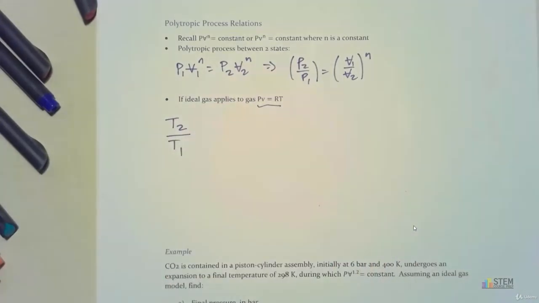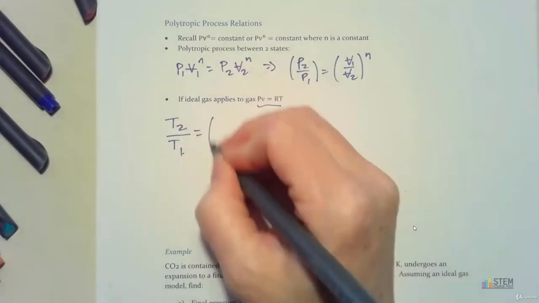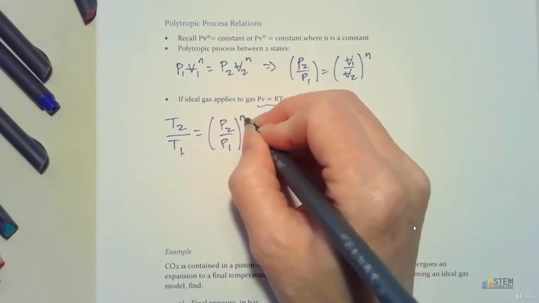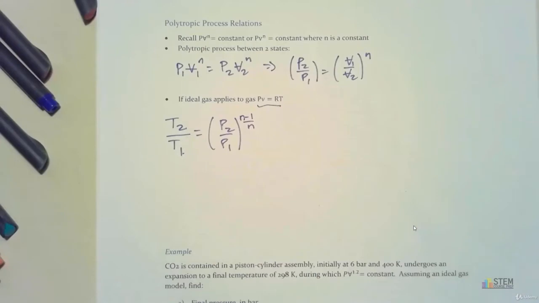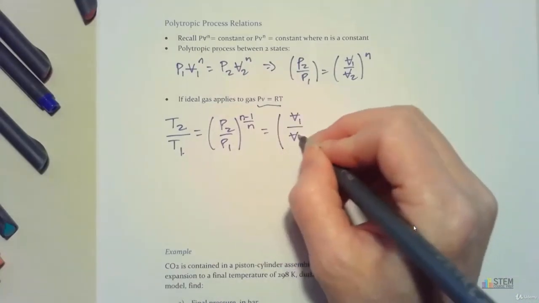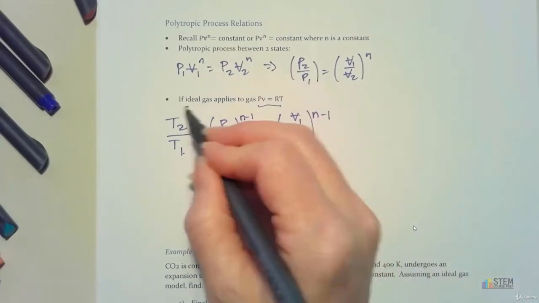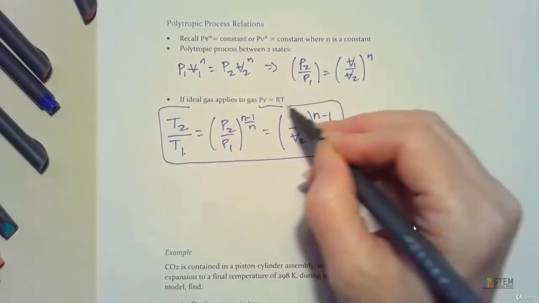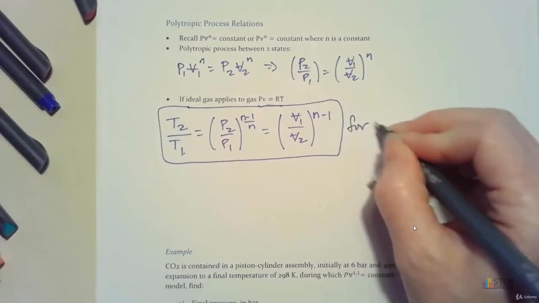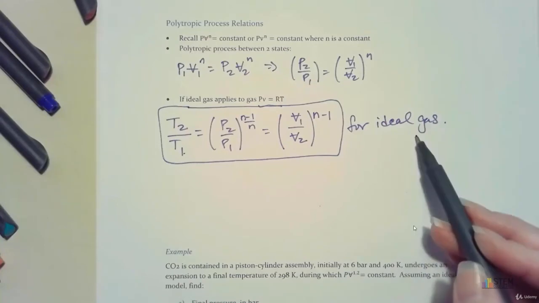So what we're going to have is T2 over T1, and this is going to equal P2 over P1, where the exponent for this one is going to be n minus 1 over n, and that's going to also be equal to V1 over V2 to the power of n minus 1. This gives us a set of equations for ideal gases. And this is only for ideal gas.